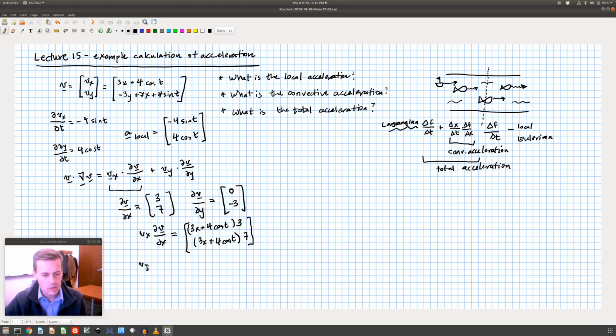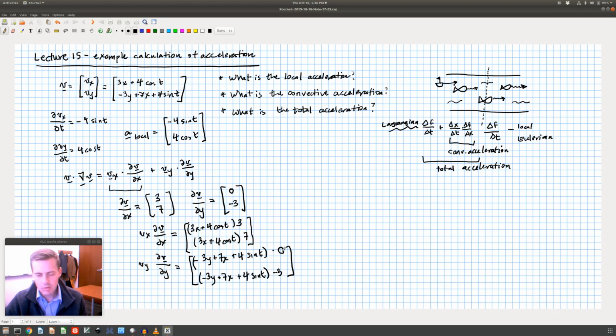And then I need the other term, vy dv dy, and that one is going to be, now I need vy, which is minus 3y plus 7x plus 4 sine t, and now I need a 0 there, so that one will be multiplied by 0, so that one's going to go away. And then I have a minus 3 on the bottom here, so minus 3y plus 7x plus 4 sine t multiplied by minus 3. Okay, and then to get my total convective acceleration, I need to add those together.